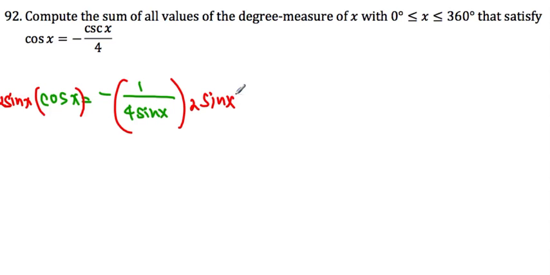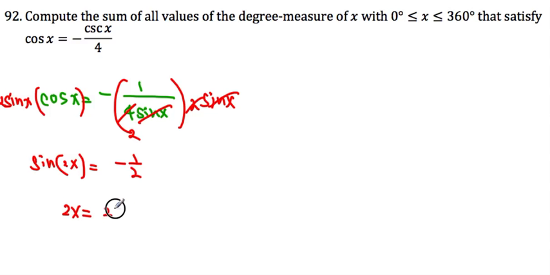So here sine cancels out, and 2 cancels out with 4, becoming 2. In fact, this is the double angle formula for sine, so we have sine of 2x is equal to negative 1/2. Alright, how can you see negative 1/2? Sine is negative in the third and fourth quadrants. So let's look at it. There, the reference angle is equal to 30 degrees. So 2x can be equal to 210. That's possible. That tells us that x must be equal to 105.